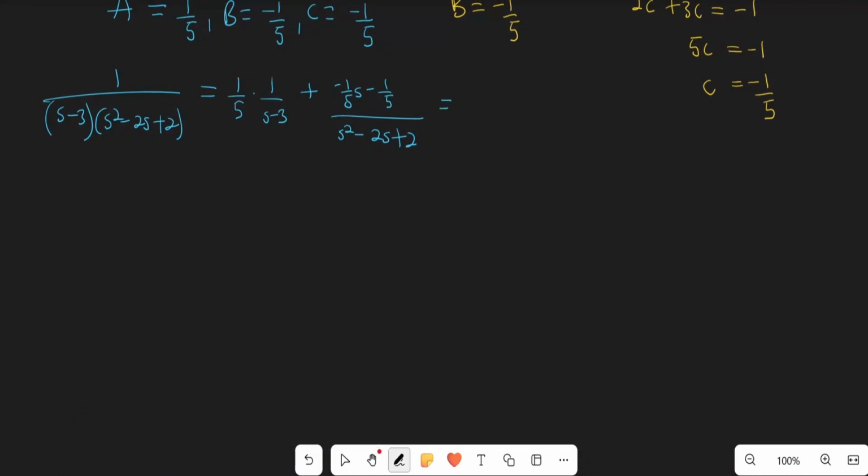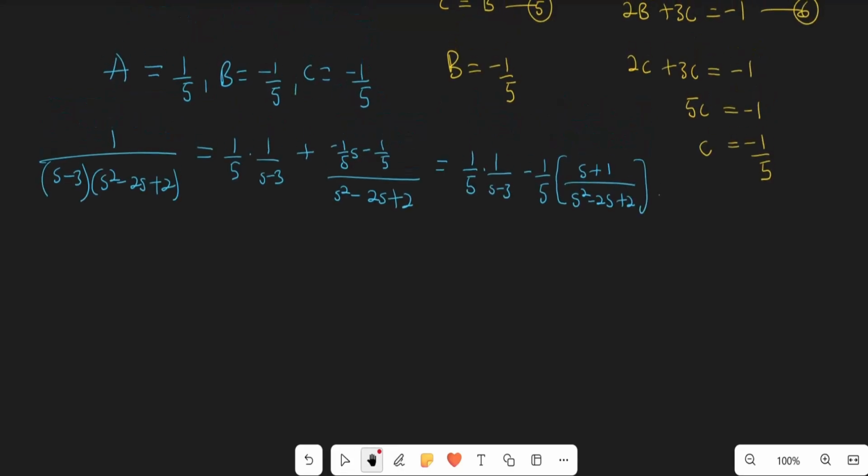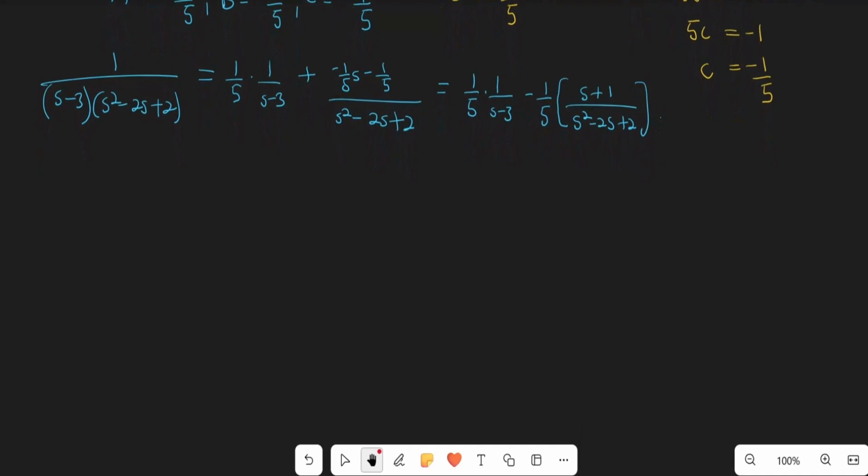So this one is going to be 1 over 5 times 1 over s minus 3. Now this one, you can simplify it. Negative 1 over 5 is common. You can factorize it out here. And now what you are going to have on top is s plus 1 divided by s squared minus 2s plus 2, like this. Alright, so this is what we have after using partial fractions.